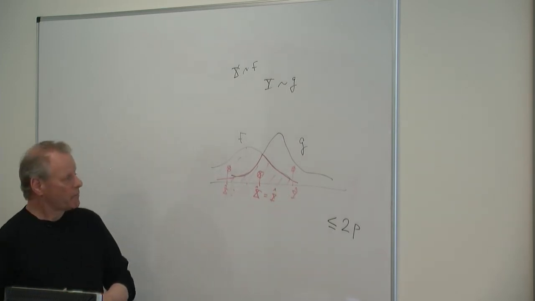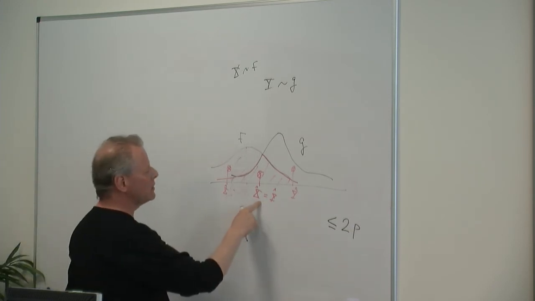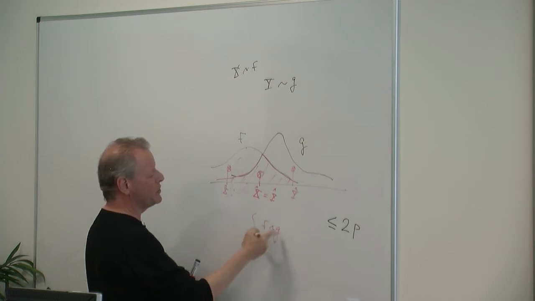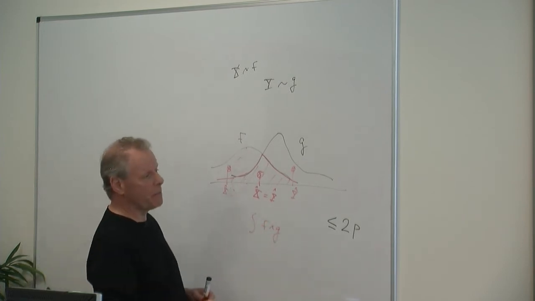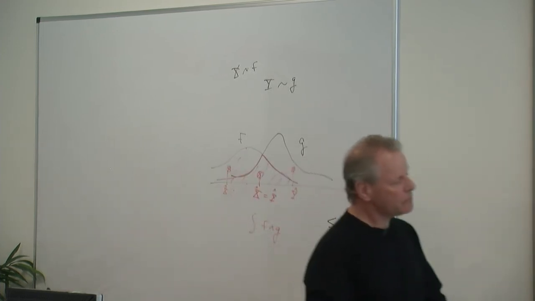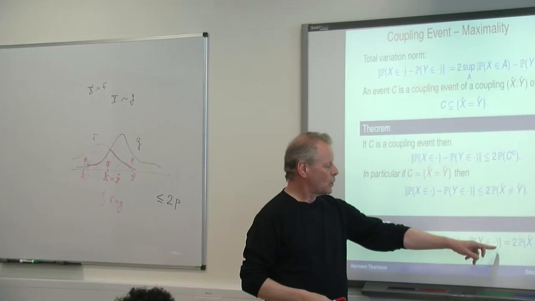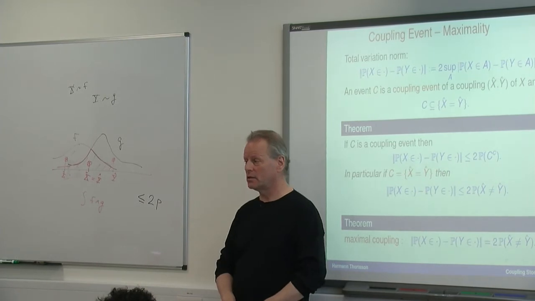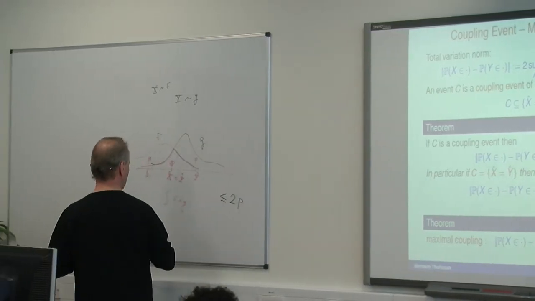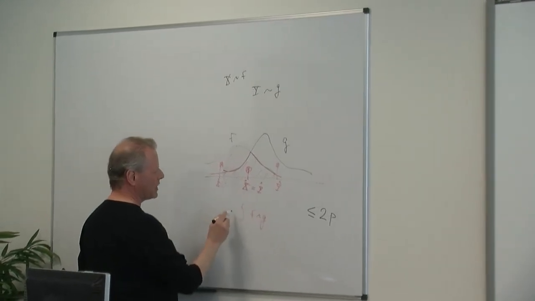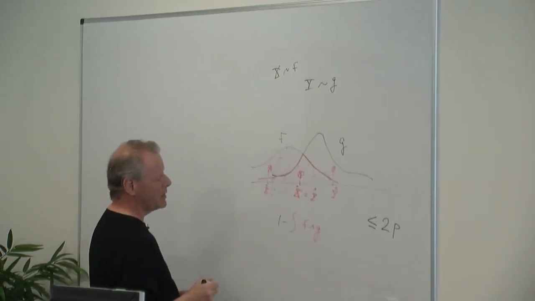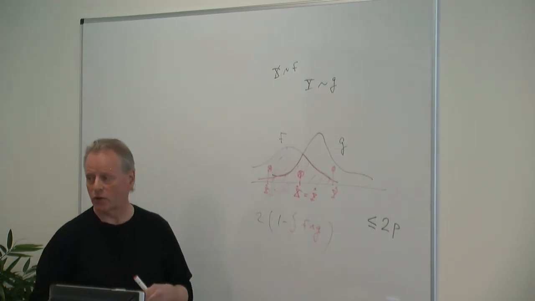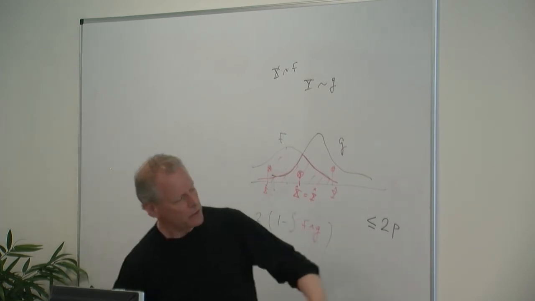And this is maximal coupling because the probability of this here is the integral of the minimum of F and G, which is, twice, the total variation norm is twice that. No, 1 minus twice that, yes. So this is the identity. So they don't agree with this probability, and multiplying by 2, you get the total variation norm. And so you will get an identity here.